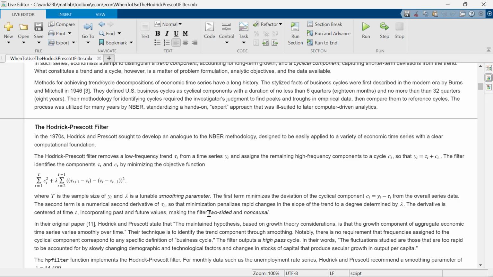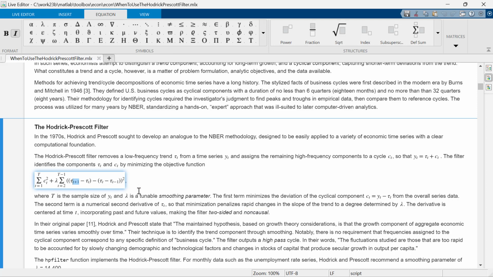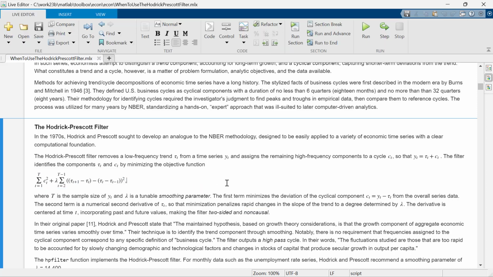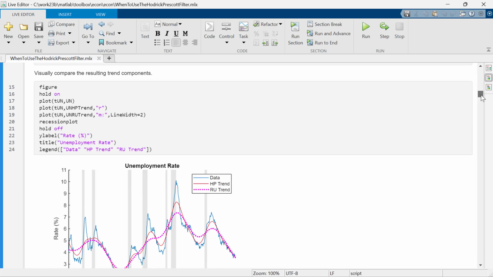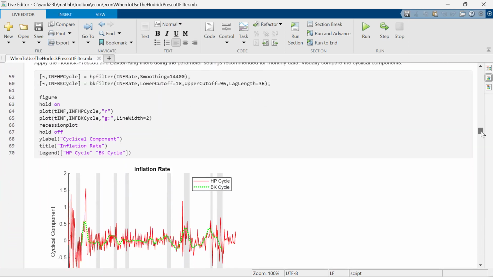So it's called a two-sided filter, and it's also, and this is what Stock and Watson were focusing on, non-causal in the sense that at time t, if you're working in real time, you generally won't have data on time t plus 1, and so you won't be able to apply this. And for that reason, the Hodrick-Prescott filter is typically used on historical data, where at any time t you have both the data in front of you and the data behind you. But for real-time forecasting, Stock and Watson say that can be problematic.